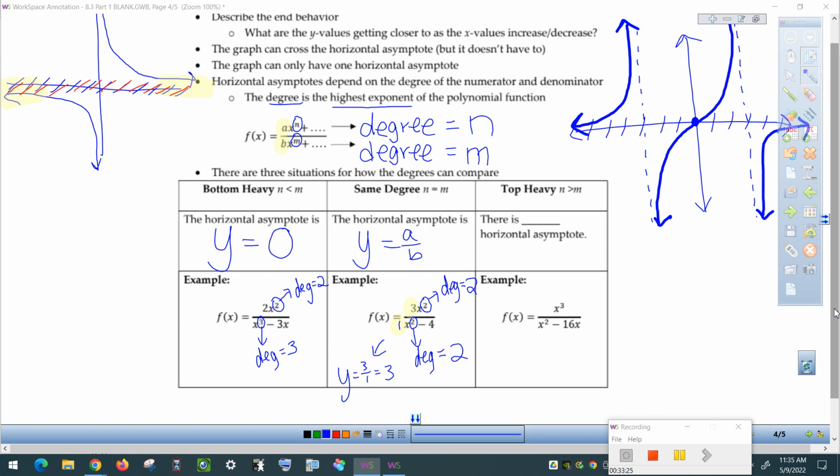All right, and then the only other situation we have is if the degree on the numerator is bigger than the degree of the denominator. Notice how in this example here we have a degree of 3 on the top, but we only have a degree of 2 on the bottom. This one has a nickname. We call it top heavy. And this one is pretty simple to deal with because all you have to say is there is no horizontal asymptote. Or you can just say none.